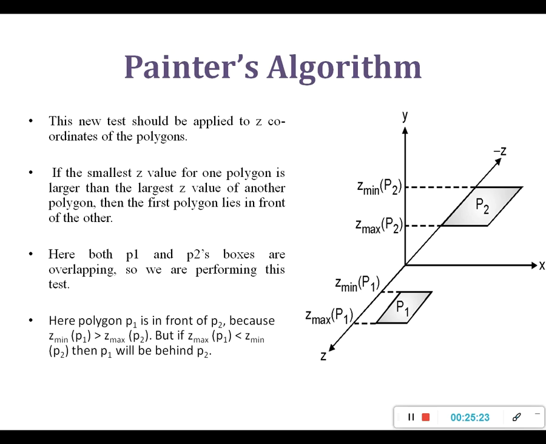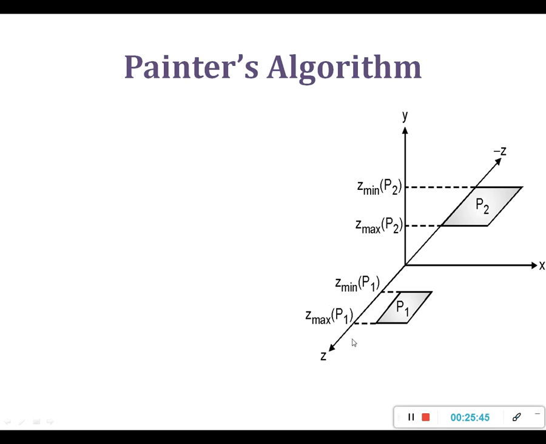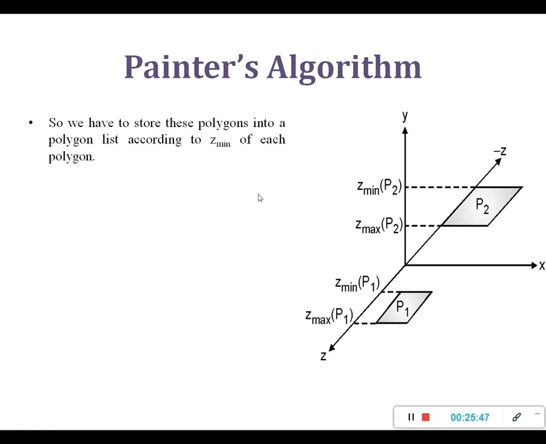Right? So what is the case here? This is lying on the positive Z axis, and this is lying on the negative Z axis. So Z min will be greater because it is lying on the positive Z axis, right? So Z min of P1 is greater than Z max of P2, and that's why we can say that P1 is hiding point P2. Alright? So this is the Painter's algorithm.